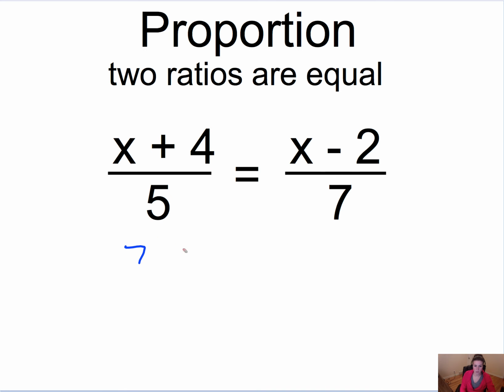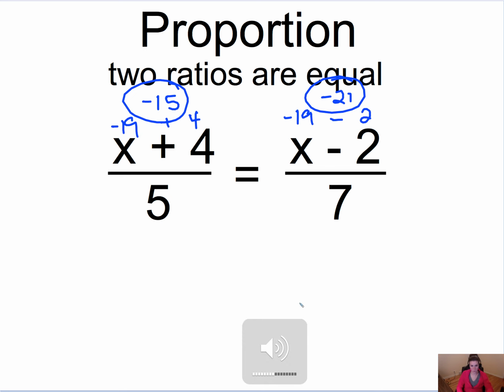So quickly, we got negative 19. So negative 19 plus 4 would be negative 15. That would be that quantity. And then negative 19 minus 2 would be negative 21. So that would be that quantity. So just be careful what the question's asking for.